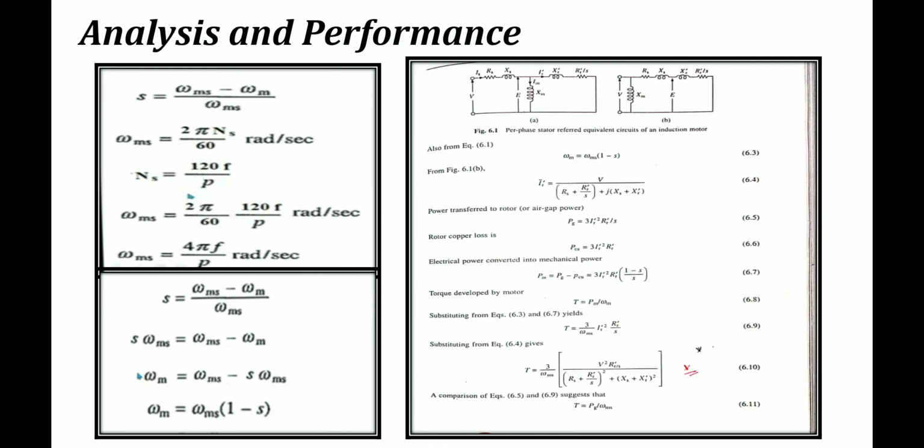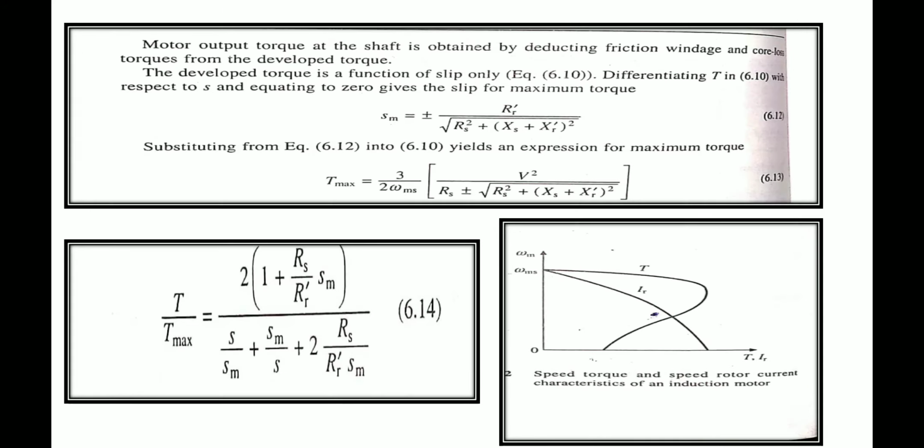In equation 6.10, what we are going to do is differentiate T, that is, the torque, with respect to the slip itself, and equate it to 0. The torque produced in the induction motor is a function of the slip only.